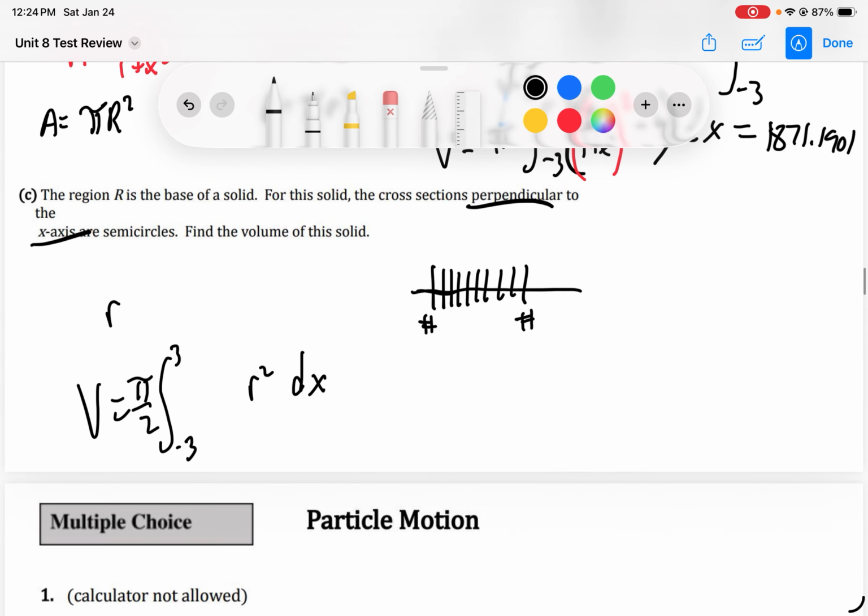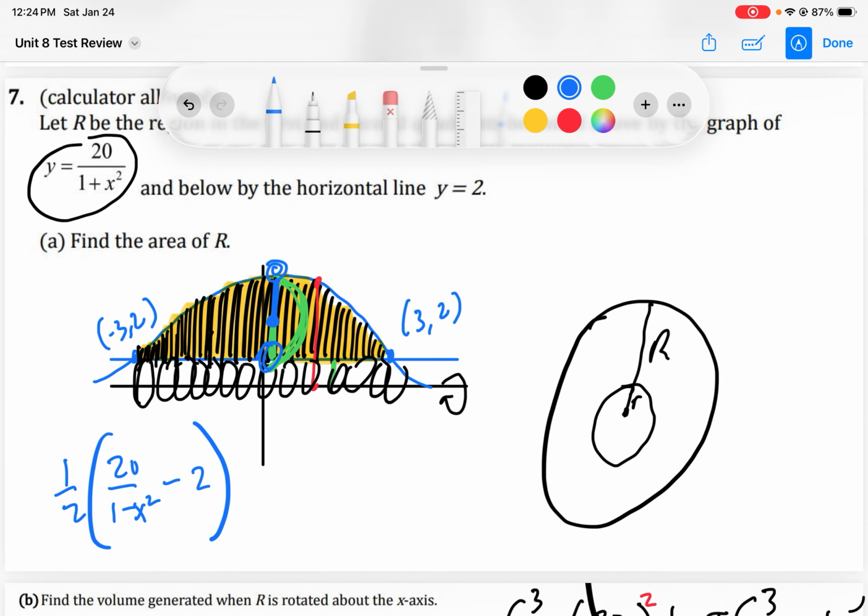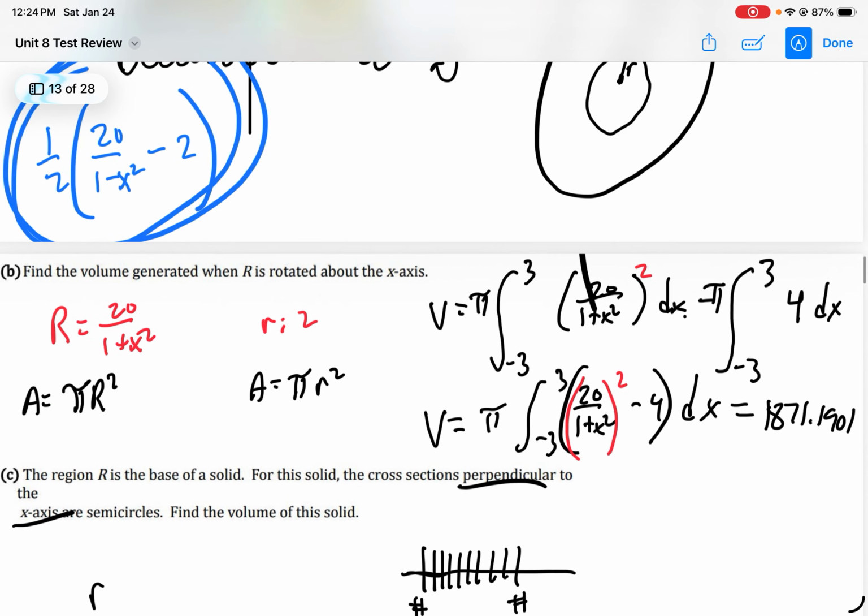So the radius of each semicircle, coming out of here, what color have I not used? Green. So there's semicircles. So there's the base of the semicircle and it's coming out. So the radius is just, too many colors, half of that, right? Radius of each semicircle will be half. So the distance from top curve to bottom curve is 20 over 1 plus x squared minus 2. And I want half of that. So I'll multiply by half. All of that is the radius of each semicircle.